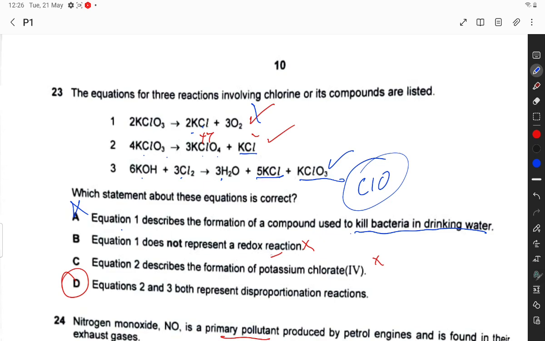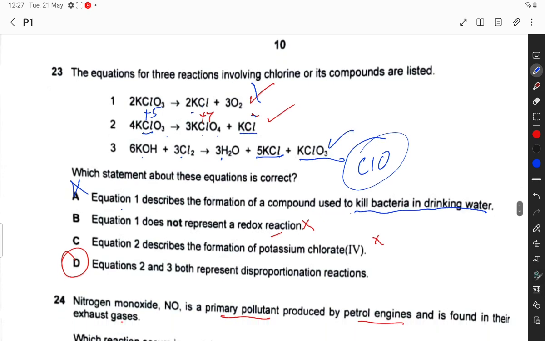Equation 1 does not represent a redox reaction, because over here chlorine is +5 and over here it is -1. So this is a redox reaction.